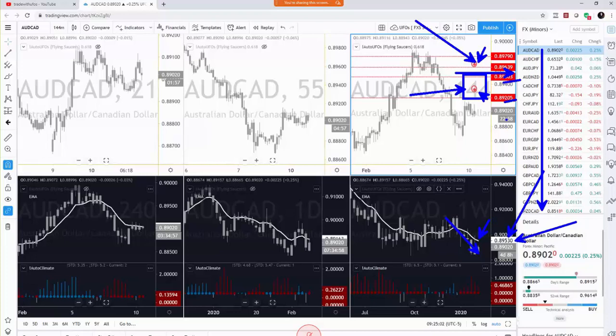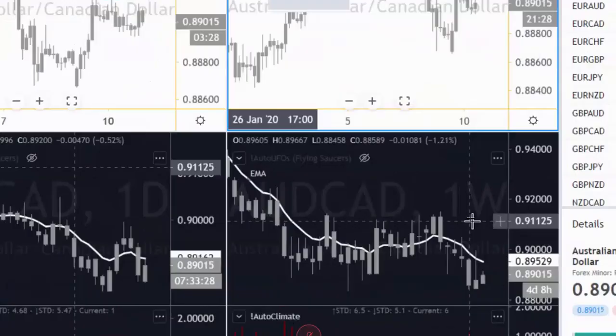And this is one of those situations, I'm sure you've seen it often, where price goes to where the EMA is, and then it goes above.